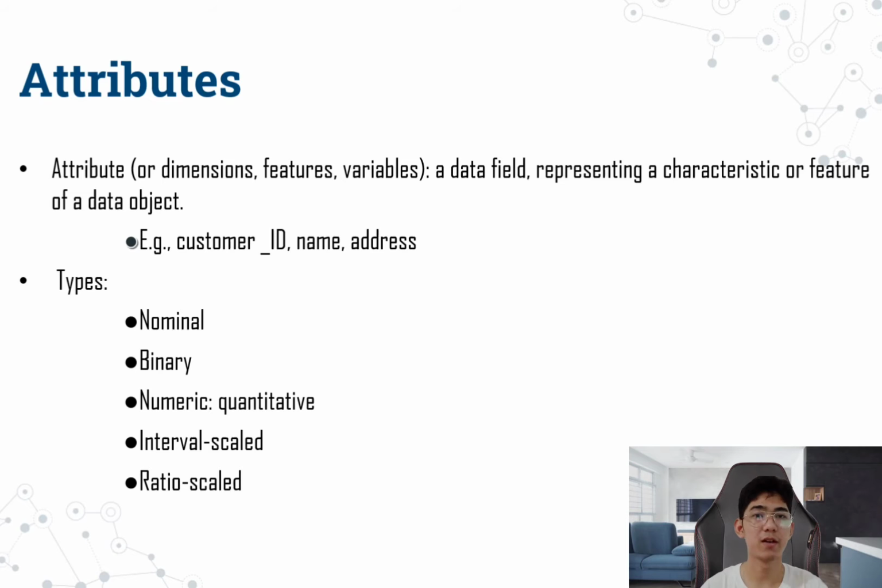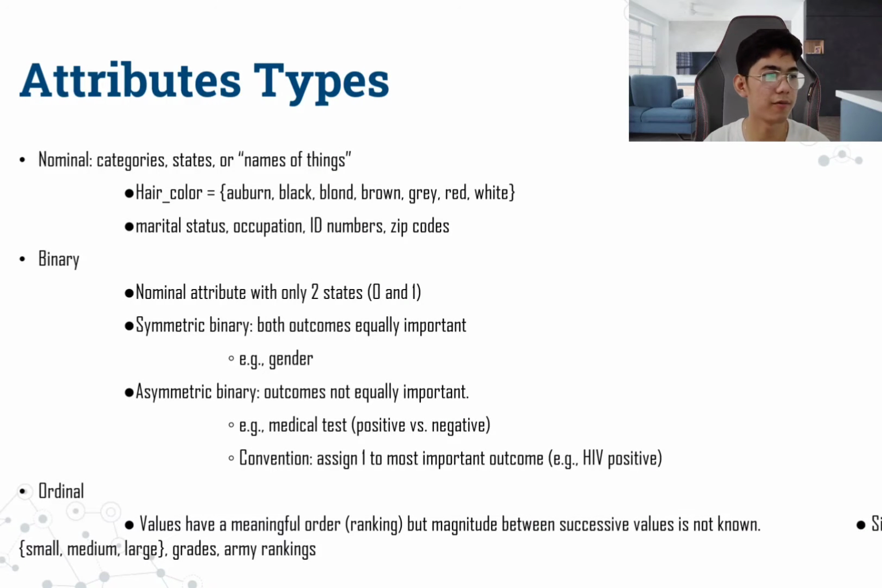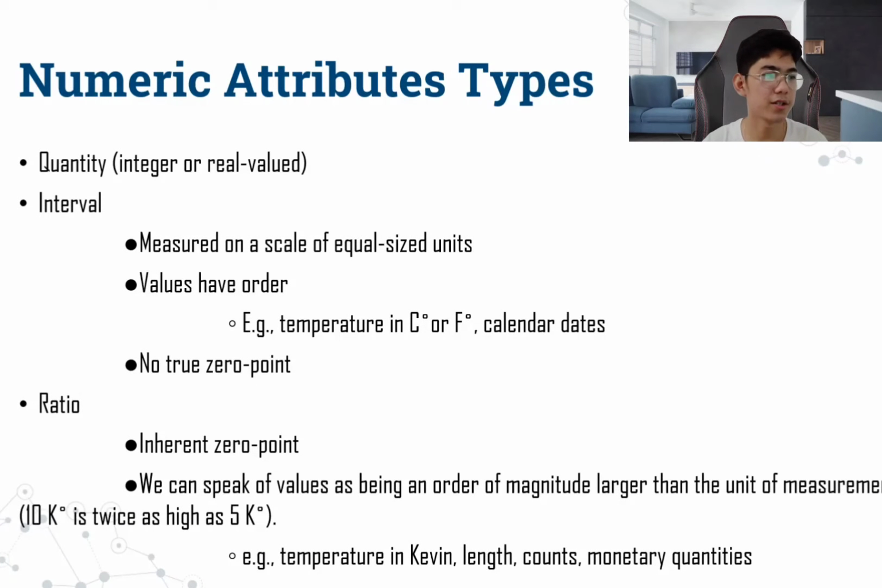So there are types of attributes. There are nominal, binary, numeric, quantitative, interval scaled, and ratio scaled. So let's go to the attribute types. Nominal: categories, states, or names of things. Hair color, for example: auburn, black, blonde, brown, gray, red, white. Marital status, occupation, ID numbers, and zip codes.